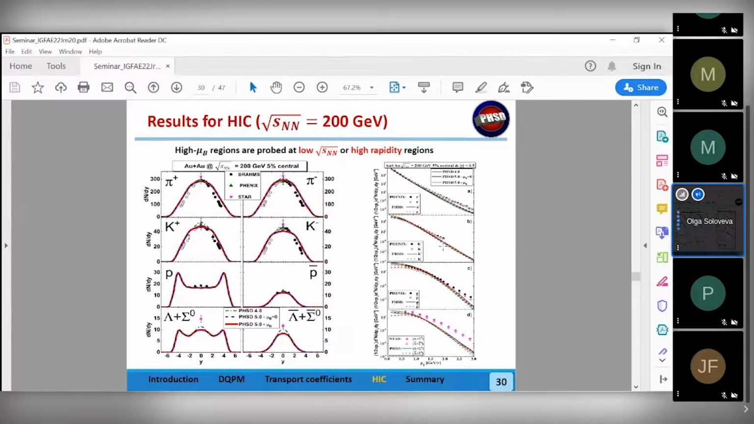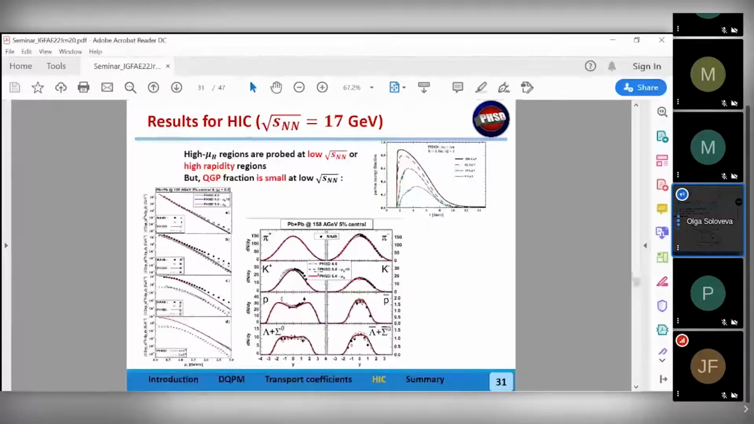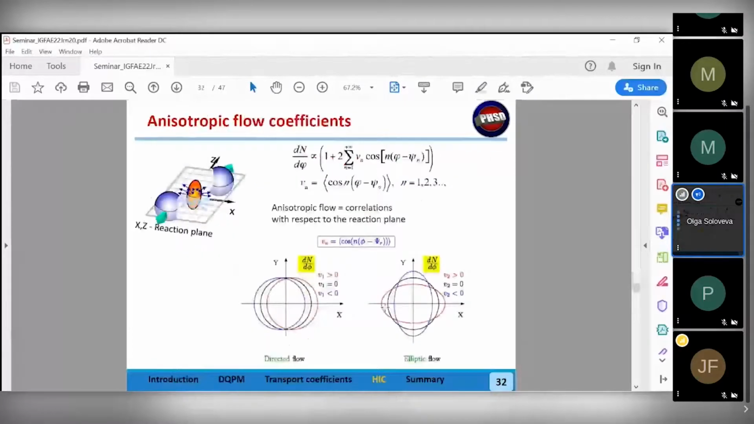So here you can see only the difference between the versions without angular dependence of cross-section and with angular dependence of cross-sections. But you cannot see the difference for versions which are taking into account the MIB dependence. So in order to study a more sensitive observable to the QGP, we will study the anisotropic flow coefficients.